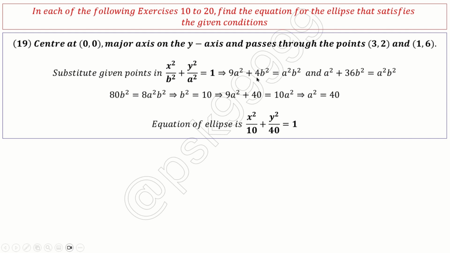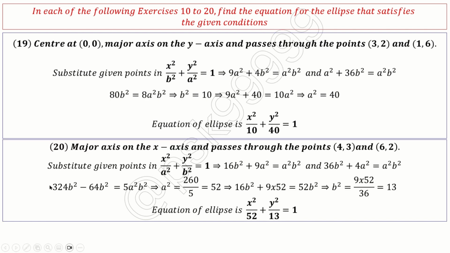Okay. I try to make same a square. So 9 times if I multiply and subtract, what I will get is 80b square equal to 8 a square b square, which implies b square equal to 10. Okay. From that, I can get my a square, which is 40. Okay. Now, just careful. It is major axis is on the y axis. So, equation of ellipse is x square by 10 plus y square by 40 equal to 1. Okay. Yeah. Next one is major axis is on the x axis and passes through the points. Exactly same as above. Only thing is major axis is on the x axis. So, carefully do it. Yeah. You can do it yourself.